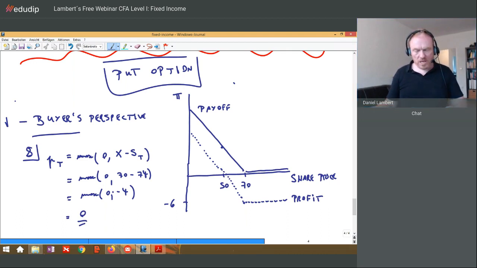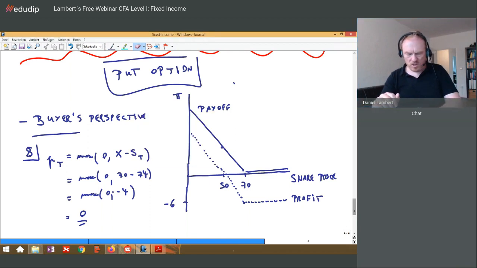So it's 74. At a price of 74, it wouldn't be the case that he'd go to the share market and buy this share at 74 and sell it immediately afterwards at 70, because this would mean there would be a loss of $4. So in order to avoid this loss, because we don't want to incur losses in life, we would not exercise the option. So the option wouldn't be exercised.